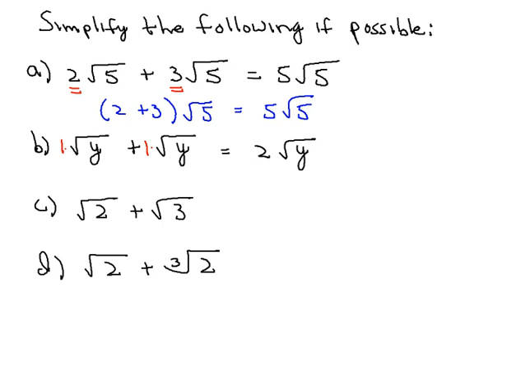For part C, the square root of 2 plus the square root of 3, you can see that the radicands are different in each case, so these are not like radical terms. So we're finished. That's as far as you can go in terms of simplifying that.